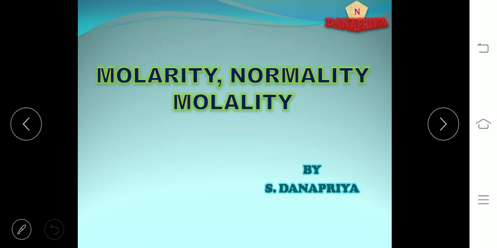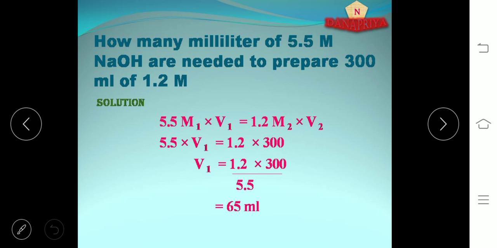Normality, molarity, molality. Now we are going to see some problems. How many milliliters of 5.5 M NaOH are needed to prepare 300 milliliters of 1.2 M? The given data: volume V is 300 milliliters, 5.5 M and 1.2 M. So the two molarity values are given. Take them as M1 and M2, V1 and V2. To find this, how many milliliters of 5.5 M?